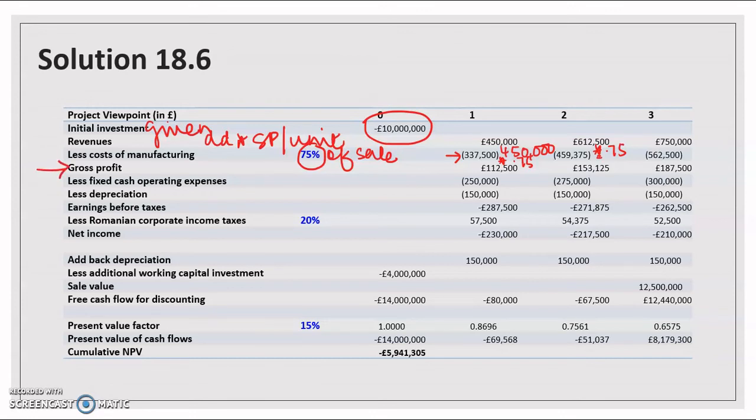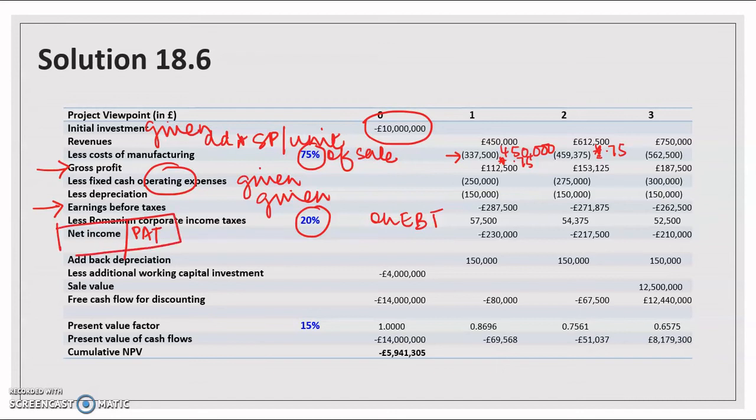You will then get your gross profit, take away your fixed operating expenses. This has also been given. Your depreciation has been given. That will give you your earnings before tax. 20% on EBT will give you your earnings after tax or profit after tax or net income. So this pro forma is something that you'll have to remember. Add back your depreciation, your working capital, if any, your sale or terminal value.